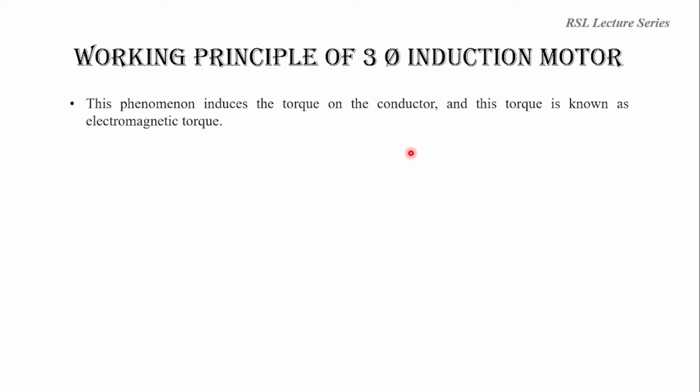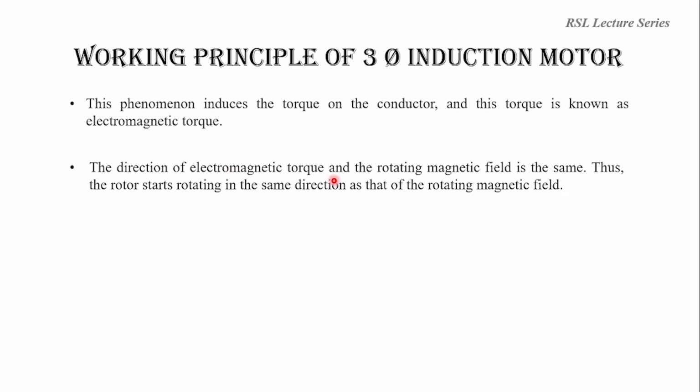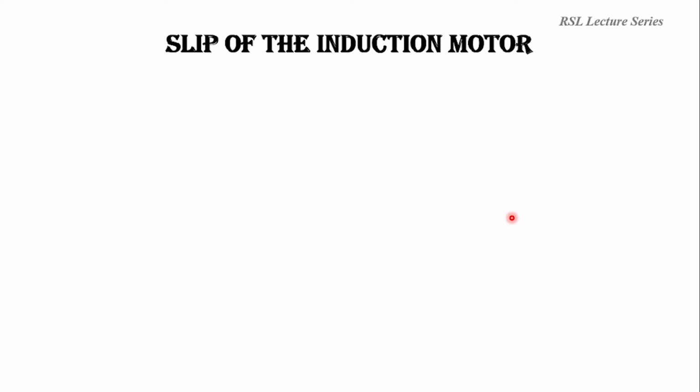In general, whenever a current carrying conductor is placed in a magnetic field, it experiences a force. That force is a torque, and this torque is the electromagnetic torque. Its direction is similar to the direction of the rotating magnetic field. Next we'll see slip of the induction motor.